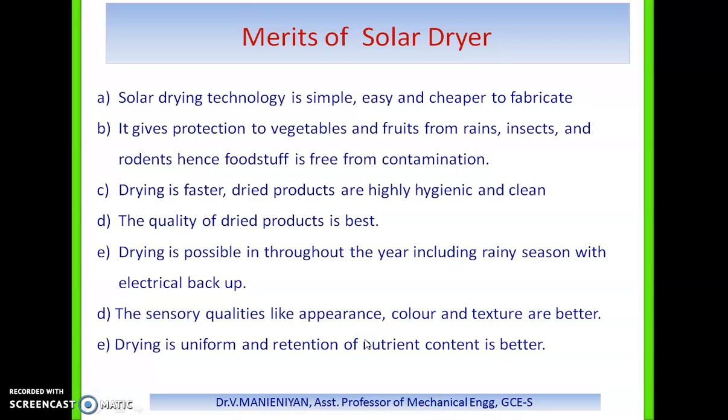Some of the merits of the solar drying system. The solar drying technology is simple, easy and cheaper to fabricate. It gives protection to vegetables and fruits from rain or insects, and hence the foodstuff is free from contamination. Drying is faster and the dried product is highly hygienic and clean. The quality of the dried product is the best. Drying is possible throughout the year, including the rainy season, with electrical backup. Drying is uniform and retention of the content is better.